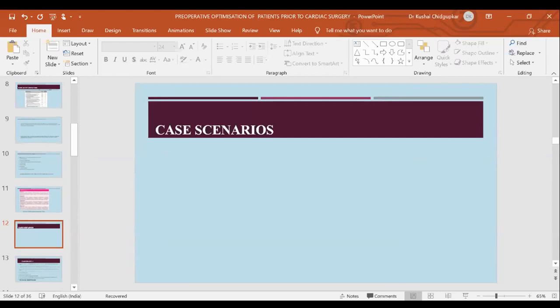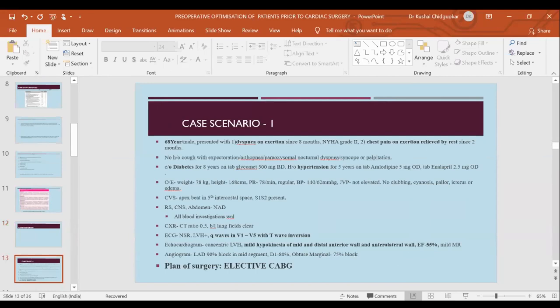each of these patients. Now the first case scenario is a 68-year-old male that presented with dyspnea on exertion since last 8 months, chest pain on exertion, which is relieved by rest since last 2 months, no history of cough, no history of orthopnea, PND, syncope or palpitation, case of diabetes and hypertension on OHAs and tablet amlodipine and enalapril, weight is 78 kg, height 168 centimeters, pulse rate is regular, BP 140 by 62, JVP is not elevated, no clubbing, cyanosis, pallor, icterus or edema.